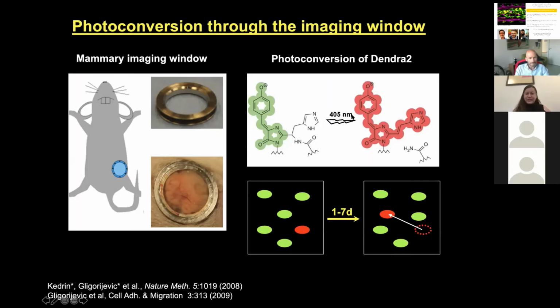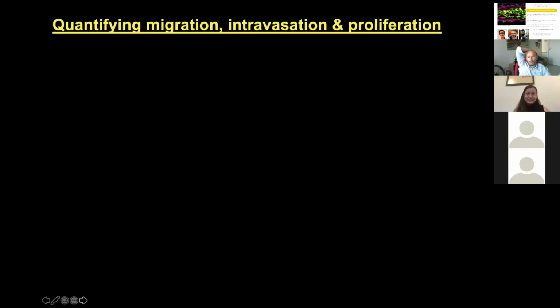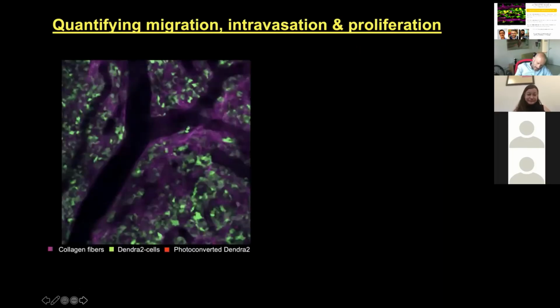So keep in mind also, this means that you need to have both confocal, so single photon, and the 2-photon excitation on the same microscope. The 2-photon excitation of photoconvertible proteins doesn't work that well. So with this photoconversion, we could become a little more quantitative in terms of migration, intravasation, and proliferation.